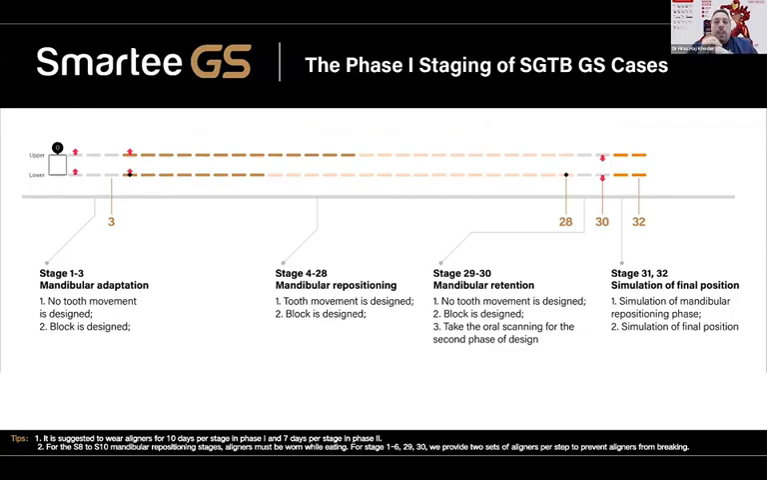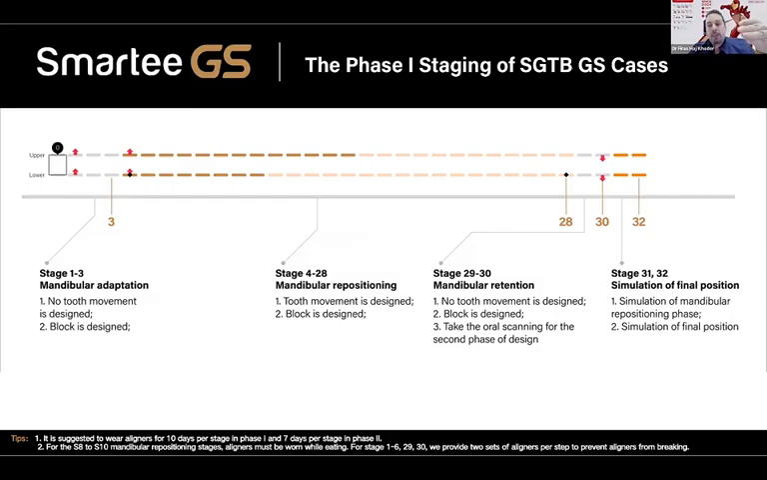In the phase 1 staging of SGTB cases, this is a chart of the stages. Stages 1 to 3 are the mandibular adaptation. In these three stages, there is no tooth movement. The blocks are there, and the patient will accustom to using them. From stage 4 to stage 28, the mandibular repositioning is happening. So the movement is designed and the block is designed.